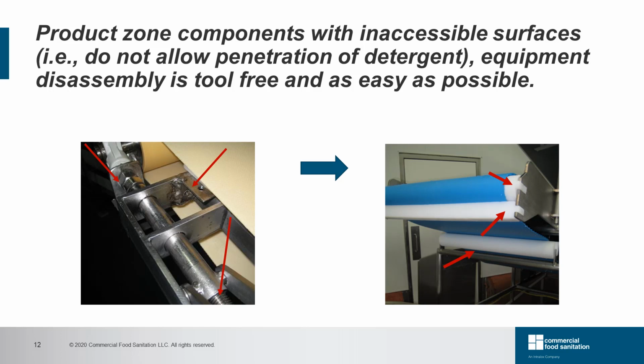On the right-hand picture, we can see a nice example of tool-free disassembly. There is a conveyor with an idle roller, a scraper and a return roller, all easy to remove for a thorough cleaning. No tools are required to remove those as they are easily hooked in by design.